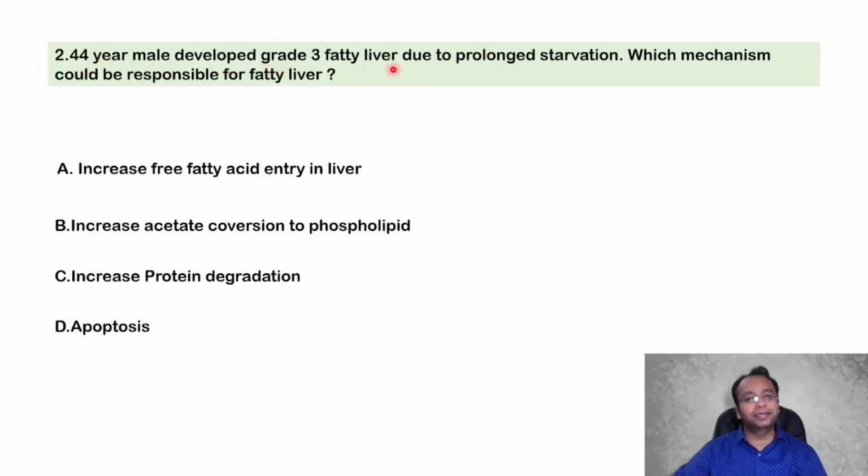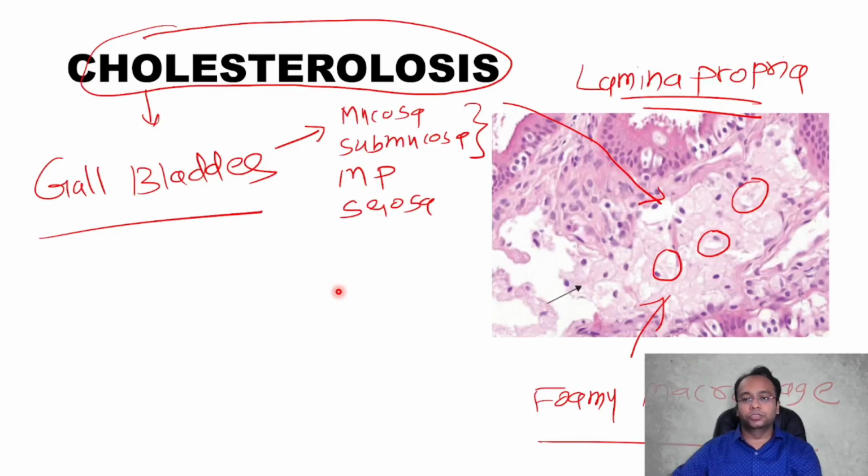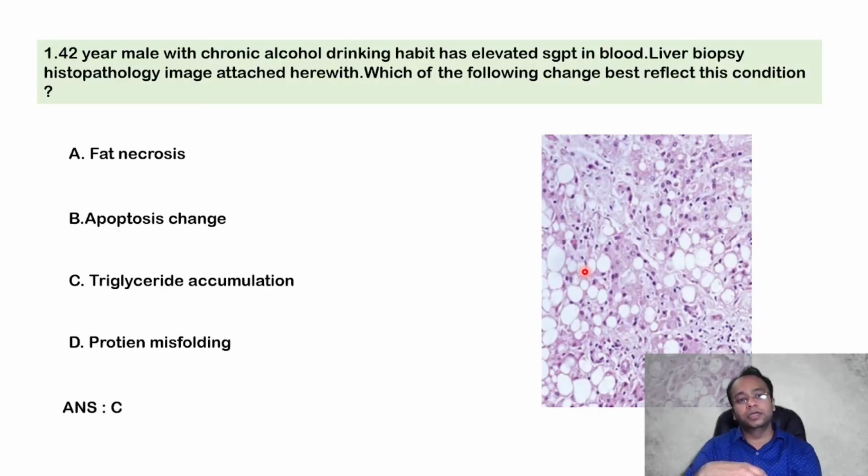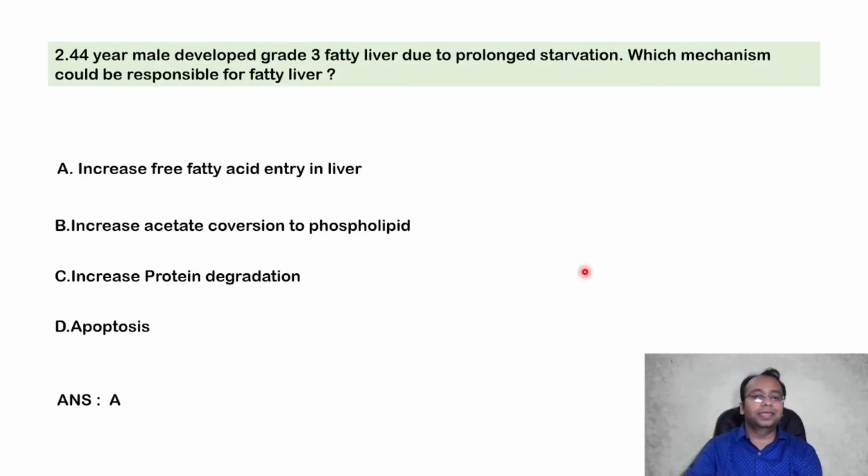A 44-year-old male developed grade 3 fatty liver due to prolonged starvation. Which mechanism could be responsible for the fatty liver? Increased free fatty acid entry into the liver, increased acetate conversion to phospholipid, increased protein degradation, or apoptosis. So here the answer is A. In case of starvation, there will be increased free fatty acid from the periphery, and if there is increased free fatty acid entry into the liver, then it will be esterified into triglyceride, which will get accumulated in the liver. So the right answer would be the increased free fatty acid entry into the liver, right?